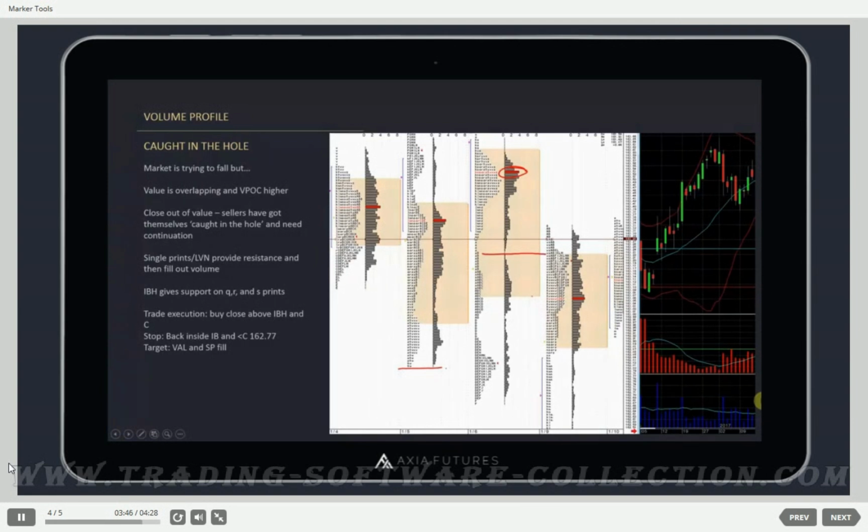So there's your target if you're not, or there's a trade if you're not long, but also that's your target if you are long, based on the fact that traders are caught in the hole. They're gonna have to get out, and you do essentially get another one of these P-shaped days where the shorts are caught and they all start to get out. So that's what you're looking for on a caught in the hole trade.